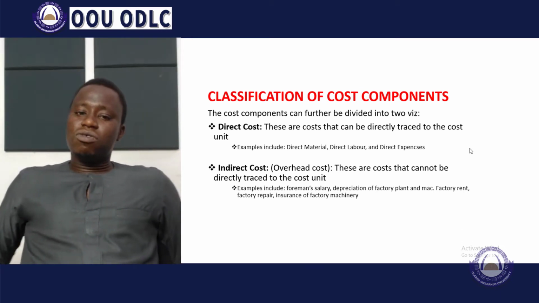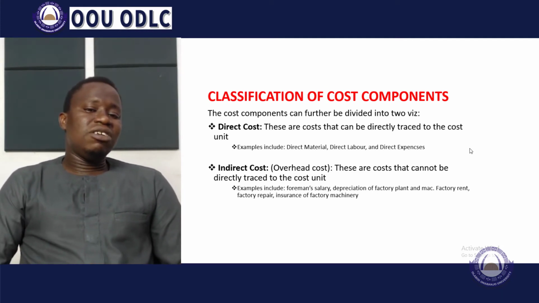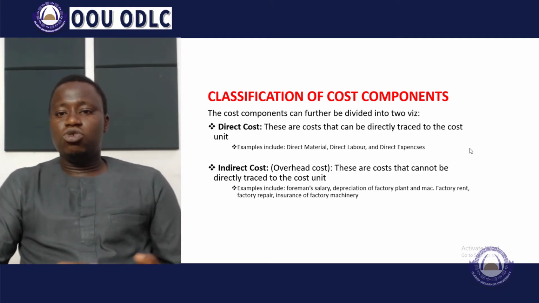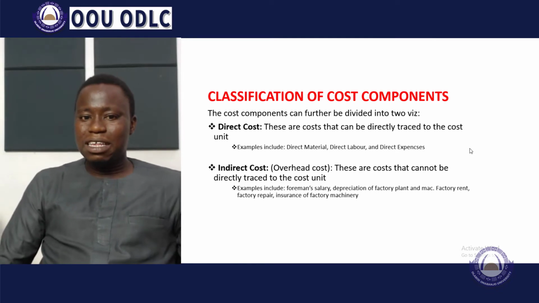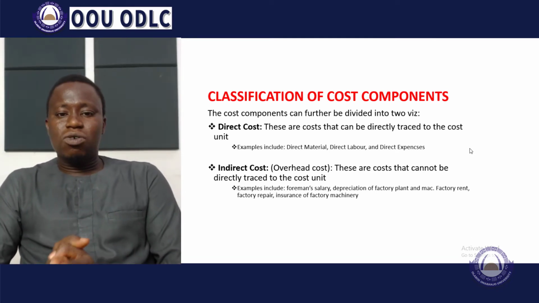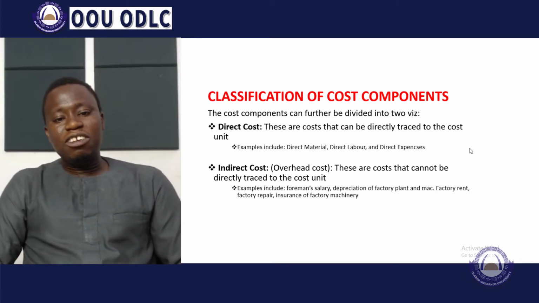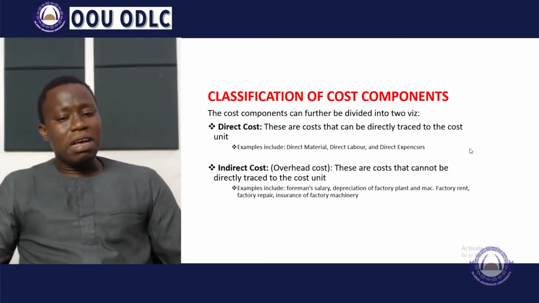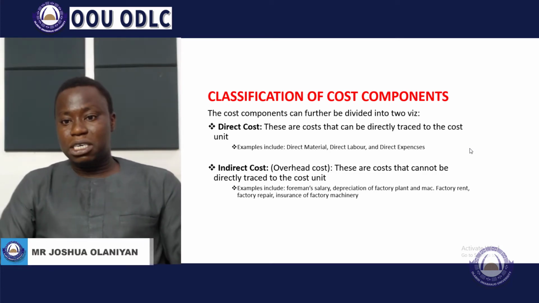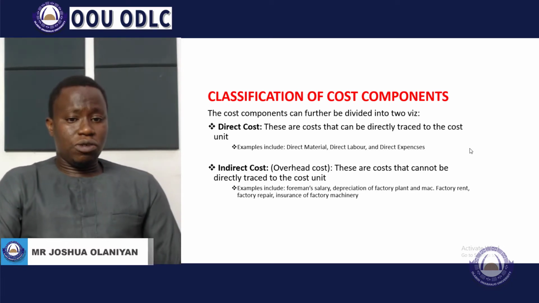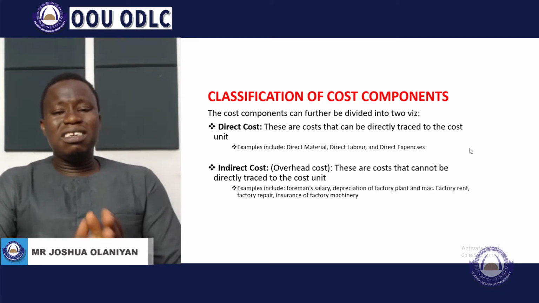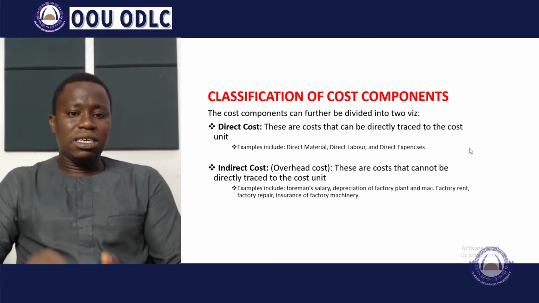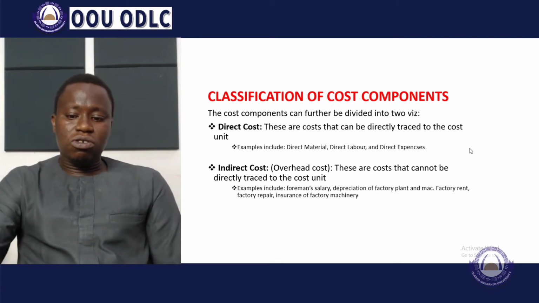Then when we talk of indirect costs, these are costs that cannot be directly traced to a cost unit. For instance, you may not be able to trace the amount of electricity you use in manufacturing an item. You may not be able to ascertain or divide the salary of the factory worker to a particular cost unit. Examples of indirect costs include foreman salary, depreciation of factory plant and machinery, factory rent, factory repair, insurance of factory machine, and whatever. So these are costs for which you cannot measure the direct amount you expend in producing a particular cost unit.